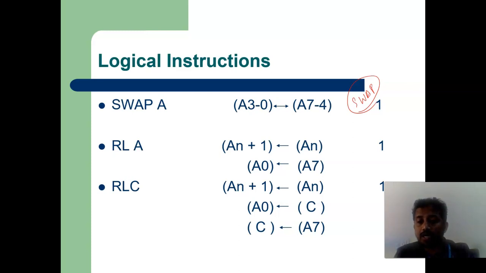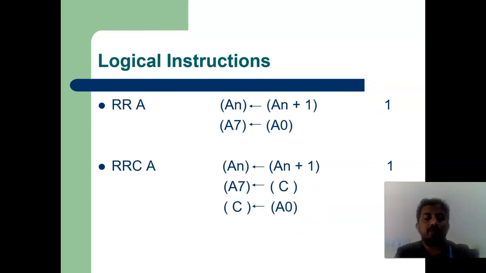And the next one is rotate left, and rotate left through carry. These are all instructions we have already discussed. For rotate left, the bits are rotated to the left by one bit, and the last bit comes in at the first position. Similarly, we can see the flow: the A n plus 1 bit is moved into A n. In rotate right, A0 moves to A7, A7 moves to A6, A6 to A5, and so on, and A1 is copied into A0. This is the one rotation.